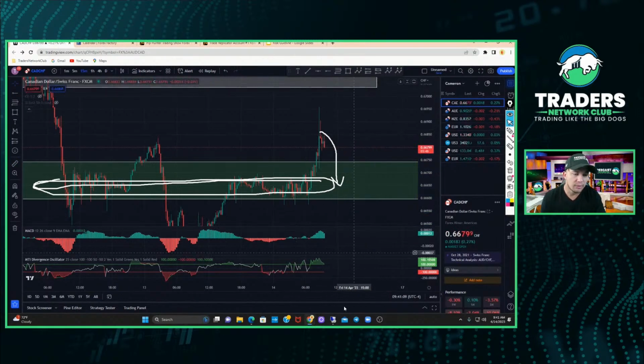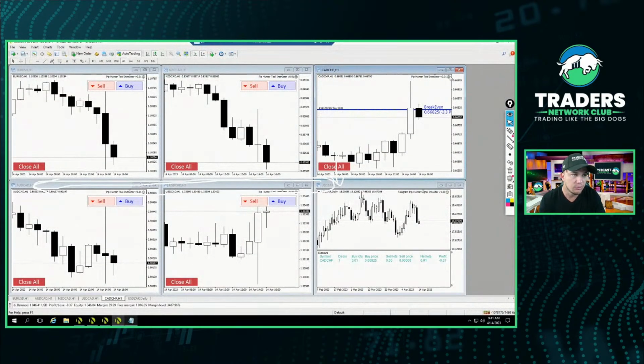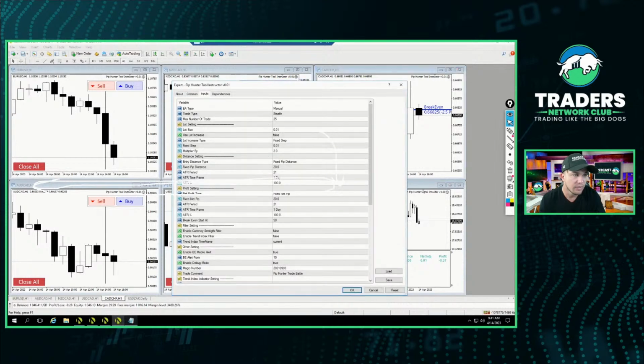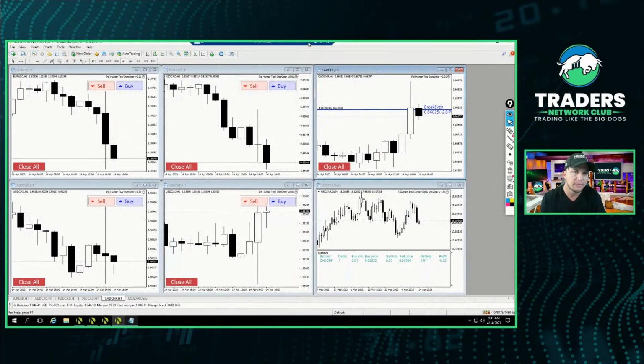So what I'm going to do is I'm going to go to our tool here. I'm going to go to the settings for the CAD Swiss, and I'm going to go ahead and change that pip distance. And there's our net pip at 20, but I'm going to change our pip distance to 20. Oh, it's already set to 20. Perfect. Instead of 25, it's already set to 20, our fixed pip distance. So every 20 pips against us, price will go ahead and get an additional position for us.